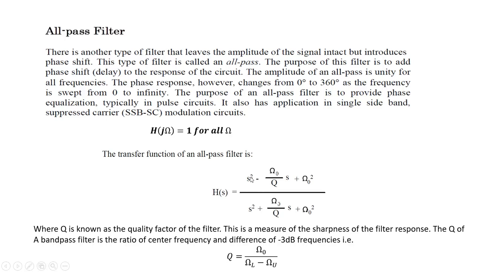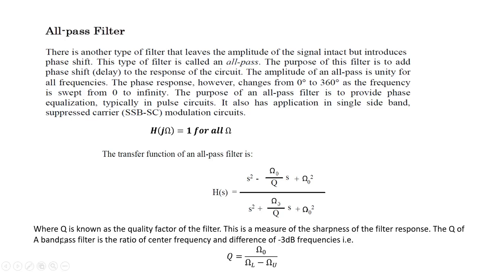S square minus, this has a special characteristic. I will discuss in the next slide what is the special characteristic about the position of poles and zeros that makes it an all-pass filter. In the numerator, it is S square minus omega naught by Q S plus omega naught square. I am introducing one more factor, which is the quality factor of a filter. I will define this factor, and the transfer function is in terms of the mid frequency, which is omega naught, or the center frequency. Right. Now, in this expression, Q is known as the quality factor of the filter. This is a measure of the sharpness of the filter response, that is, how sharp a peak we get, let's say, in case of a band pass filter.